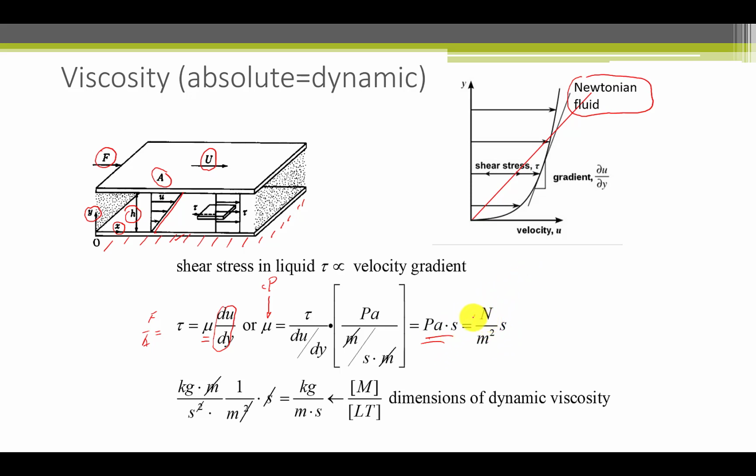If we rewrite that further to break it down into basic units, we can say that a Pascal is a Newton per square meter. The seconds stays as it is. If we write out the Newton and do some unit cancellation, so the meter here cancels with the meter here in the numerator, and the second here cancels with the second here, we end up with kilogram per meter second. Mass per length time is the fundamental units of dynamic viscosity.